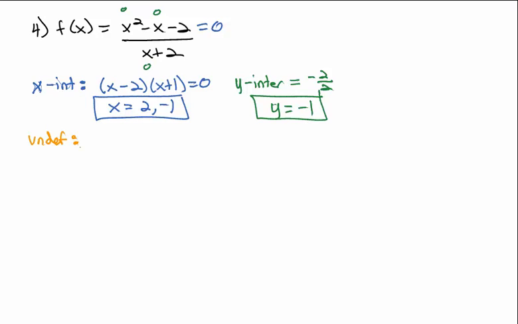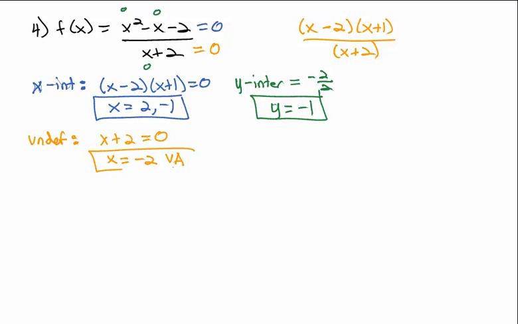The undefined points, we need to first factor that numerator so that we can see if it reduces, so we know what type of undefined points we're working with. We said it was x minus 2, x plus 1 over x plus 2. Nothing's going to reduce, so that denominator equal to 0 is going to be a vertical asymptote. So x equals negative 2 is a vertical asymptote.